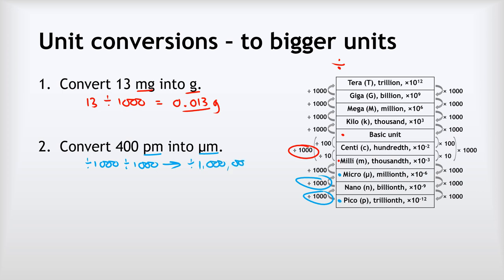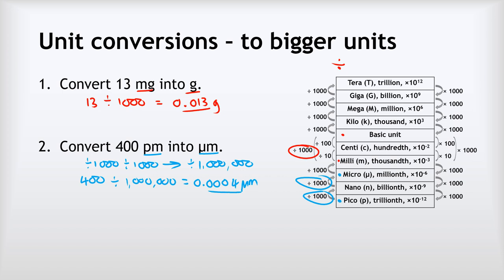So let's try that. We'll do 400 divided by 1 million. And that will give us 0.0004 micrometres as our final answer.